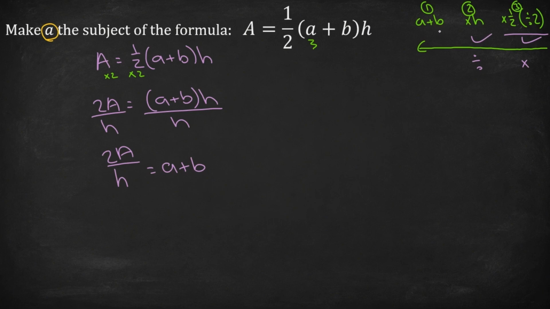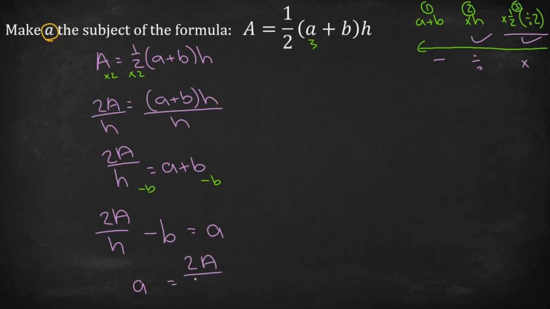So all we need to do now is to get rid of the B. So we have to move the B to the other side of the equation. So the inverse operation of adding is subtracting. So I'm going to subtract B on both sides. And that will give us 2A over H minus B equals A. Okay, let's rewrite this equation so that the subject is on the left-hand side. So I write A on this side, and I move the whole left-hand side to the right-hand side. So it is 2A over H minus B. And that is the final answer.